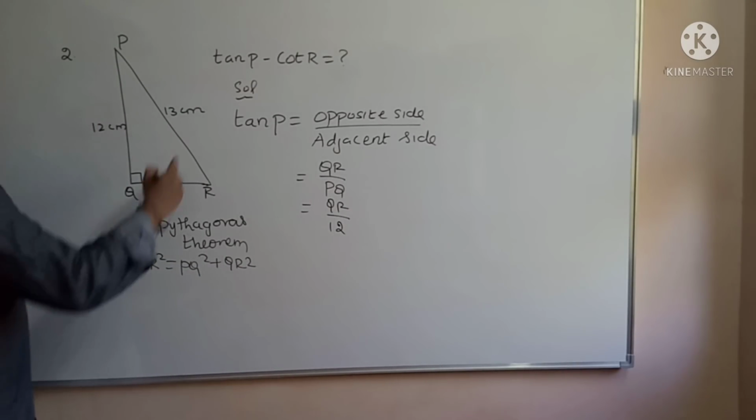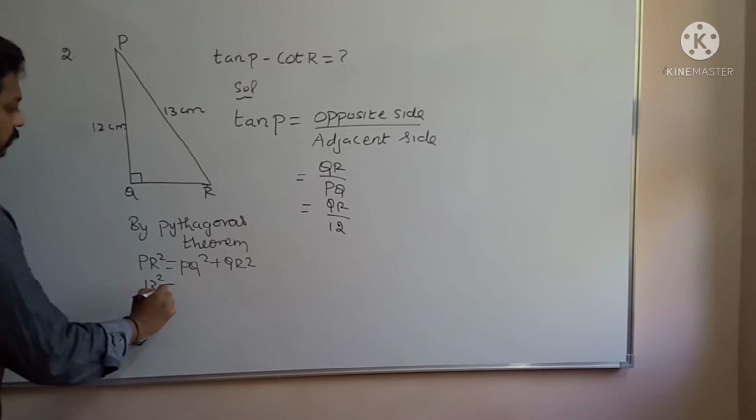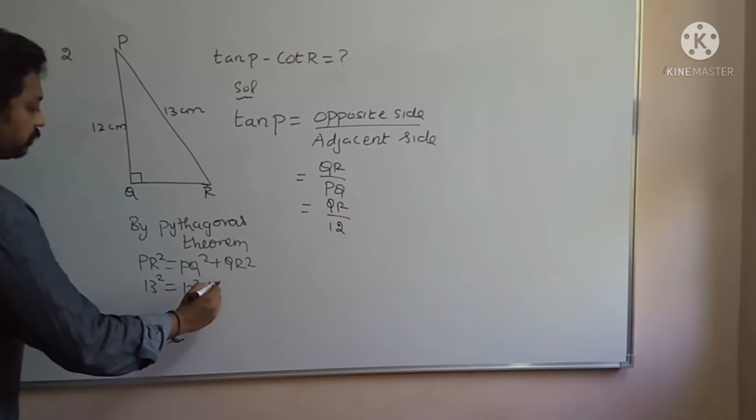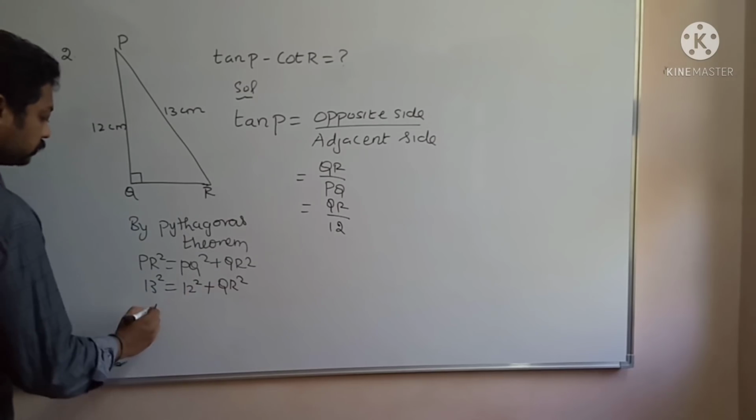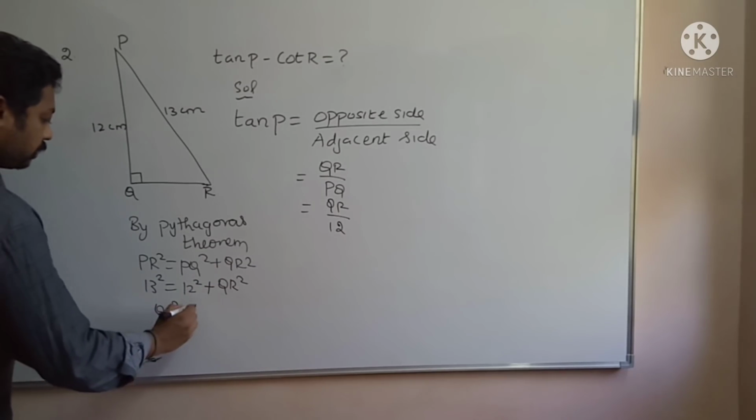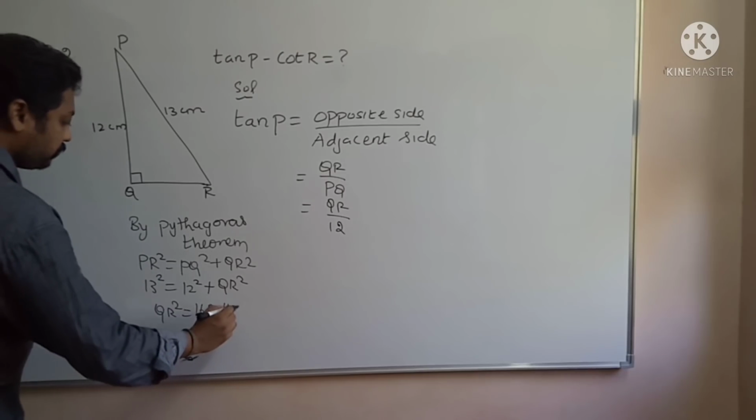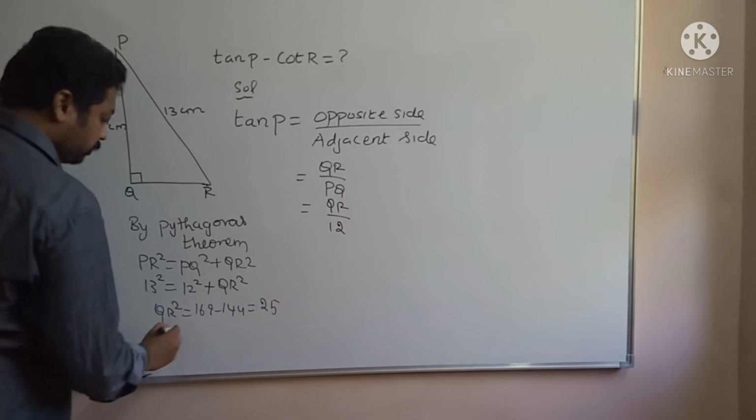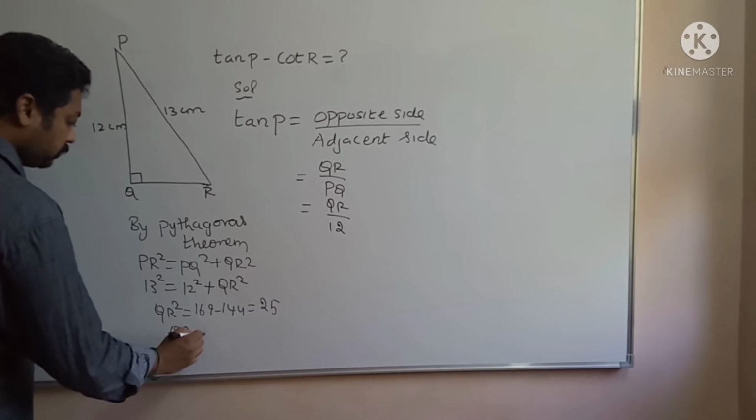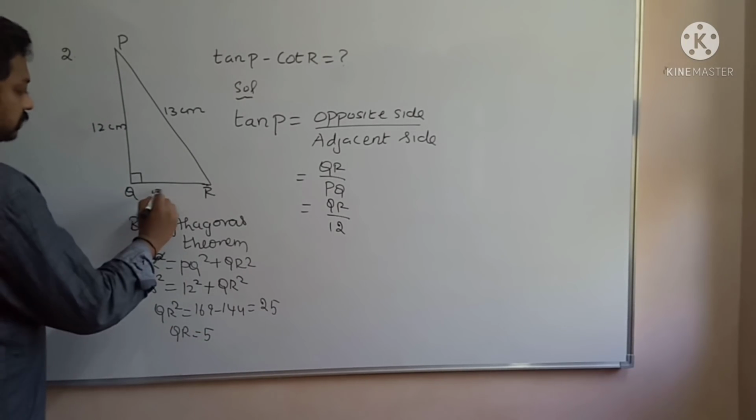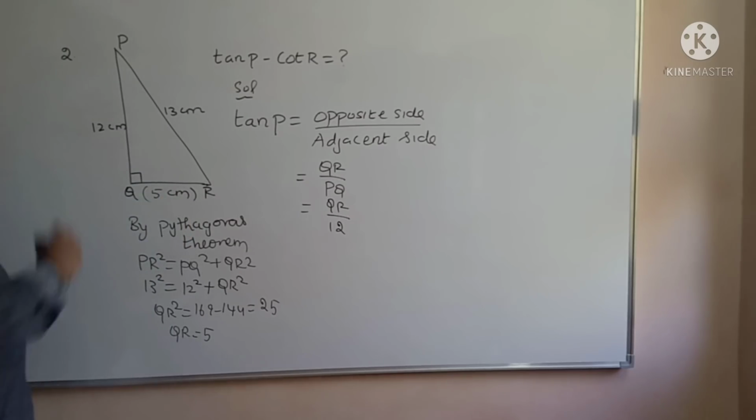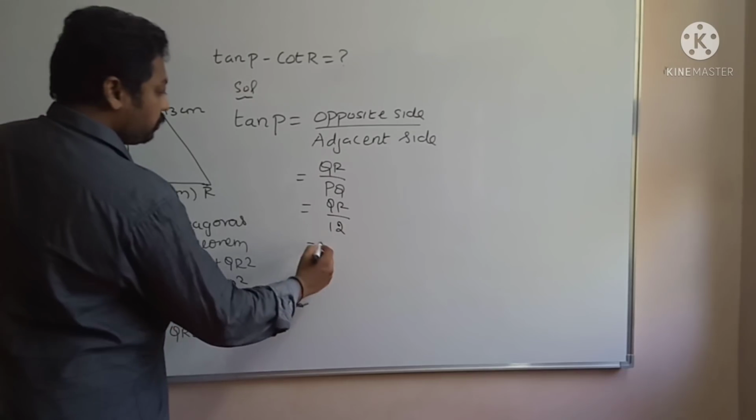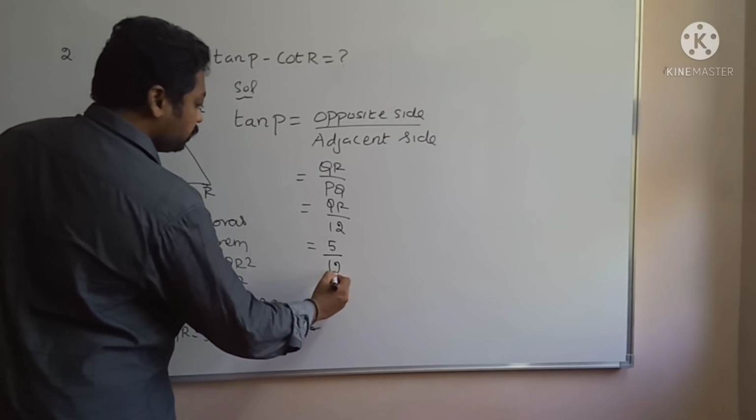What is PR square? That is 13 square, equal to PQ square, it is 12 square, plus QR square we don't know. So QR square is equal to 169 minus 144, that is equal to 25. So QR square is equal to 25. What is QR? It is 5. So this is 5 centimeter. Now we substitute 5 instead of QR. So tan P is 5 by 12.